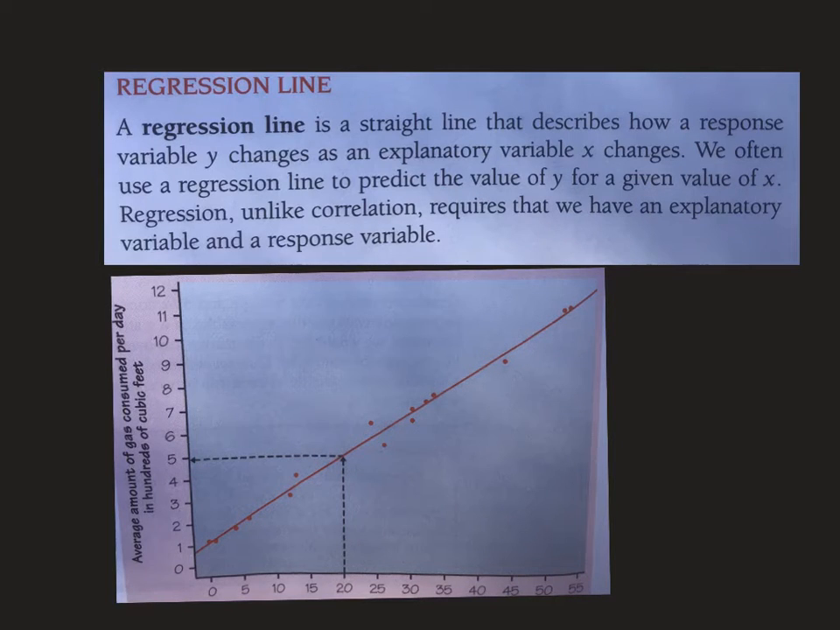Okay, regression line. A regression line is what we've been doing, to be honest with you, but with a new name. It is a straight line that describes how a response variable y changes as an explanatory variable x changes. We often use a regression line to predict the value of y for a given x, which we've already done a little bit. Regression, unlike correlation, requires that we have an explanatory and a response variable, and that was in yesterday's lesson. Here's a picture of one: there's a regression line drawn through a scatter plot. That's the least squares regression line, and I'm going to show you in the next slide why it's called that.